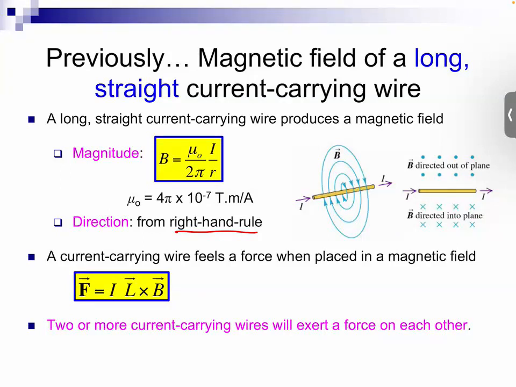In this straight wire configuration, if you point your thumb in the direction of the current, your fingers will come out of the plane or the page above the wire. And below the wire, your fingers will enter the page or the plane. Hence, you have two directions for the magnetic field, one above the wire coming out and one below the wire going into the page or the plane.